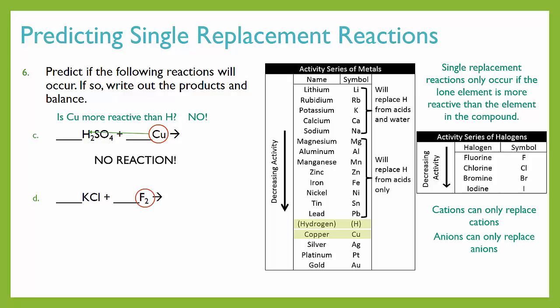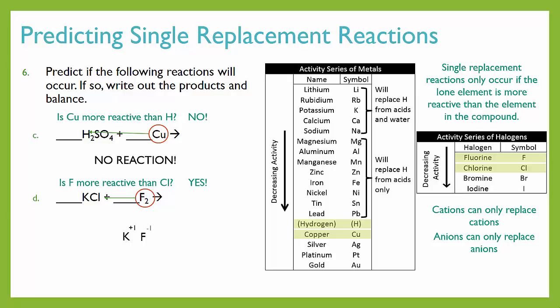Fluorine becomes an anion in compounds, and anions can only replace other anions. So the fluorine is going to replace the chlorine so long as fluorine is more reactive than chlorine. So we can see that fluorine is more reactive than chlorine. Therefore, this reaction will happen. So what I need to do is switch spots, switch potassium so that it's with fluorine instead of with chlorine. So I'm going to have potassium and fluorine.